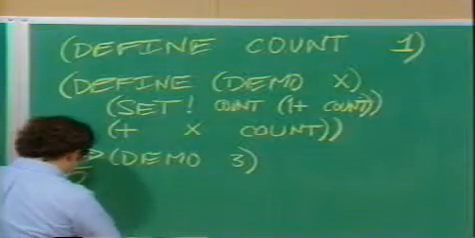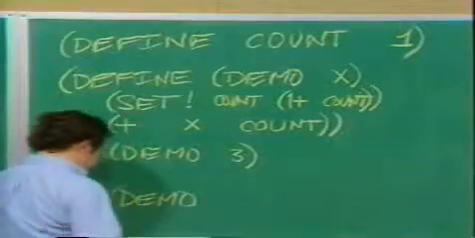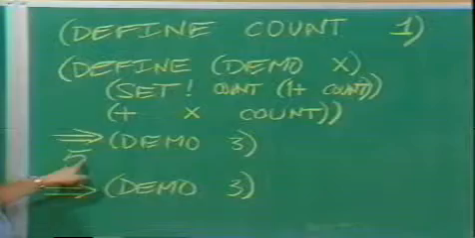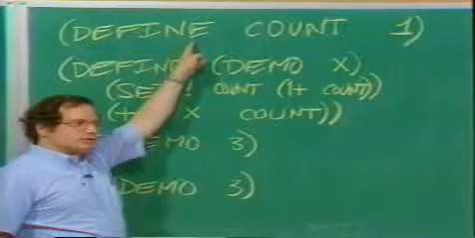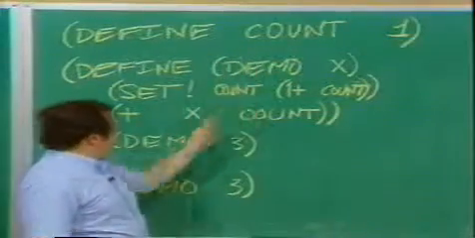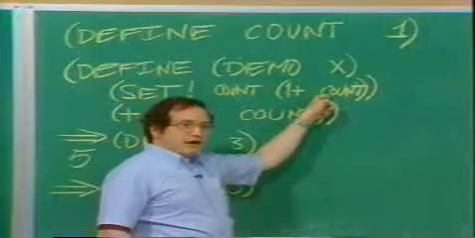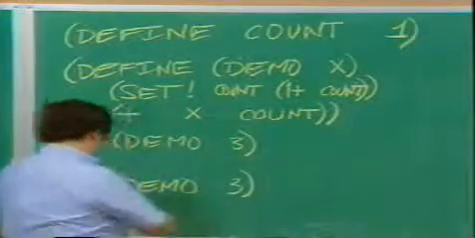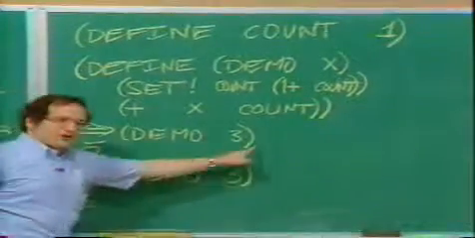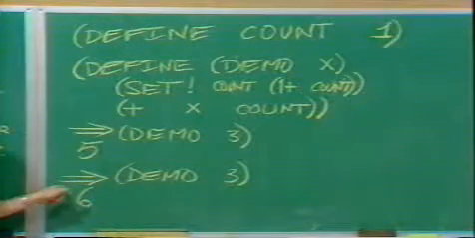Then I say demo of, say, 3 again. Okay, and what do I get? Well, now count is 2. It's not 1 anymore because I've incremented it. But now I go through this process. 3 goes into x. Count becomes 1 plus count, so that's 3 now. The sum of those two is 6, so the answer is 6. And what we see is the same expression leads to 2 different answers depending upon time.